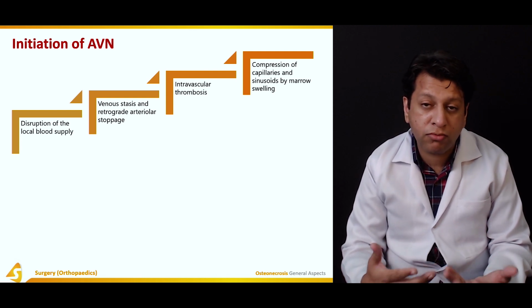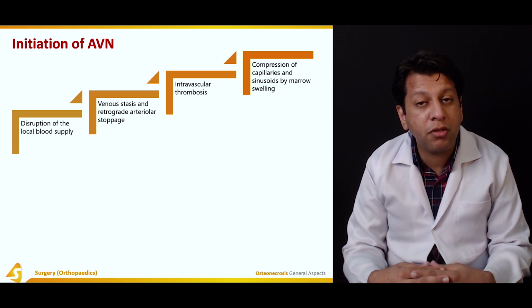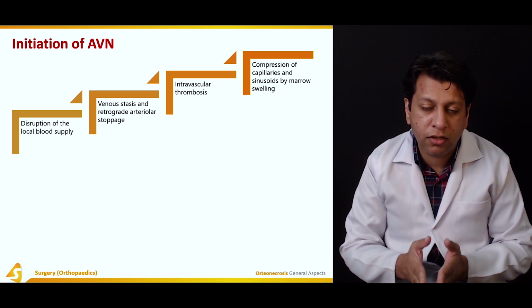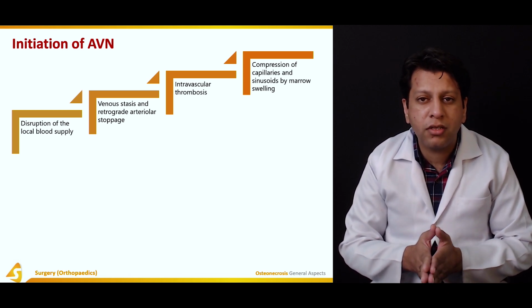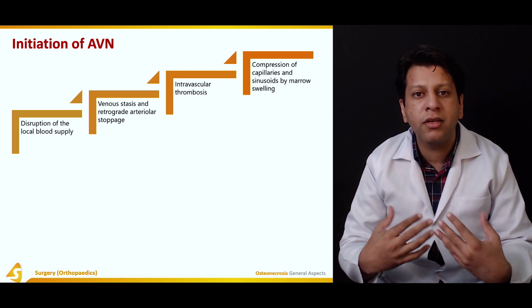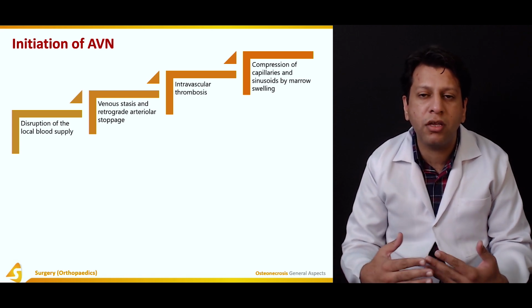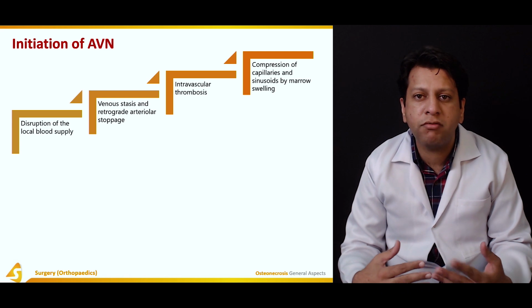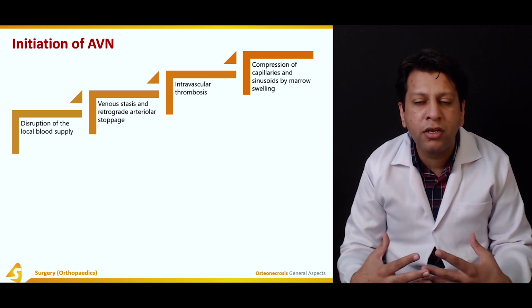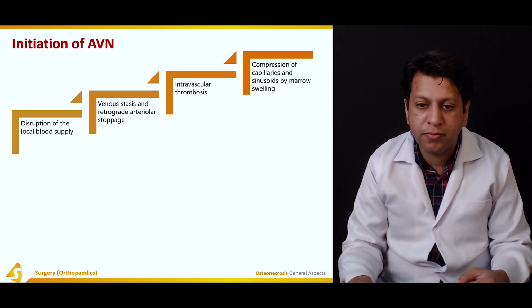which further hampers the blood supply, which is already compromised, leading to compression of capillaries and sinusoids by the marrow swelling. Eventually, once the blood supply is stopped, this leads to further venous stasis and the sinusoids get engorged, resulting in marrow inflammation. All this is a vicious cycle which keeps on compromising blood supply until the bone becomes necrosed, because it's a closed compartment.